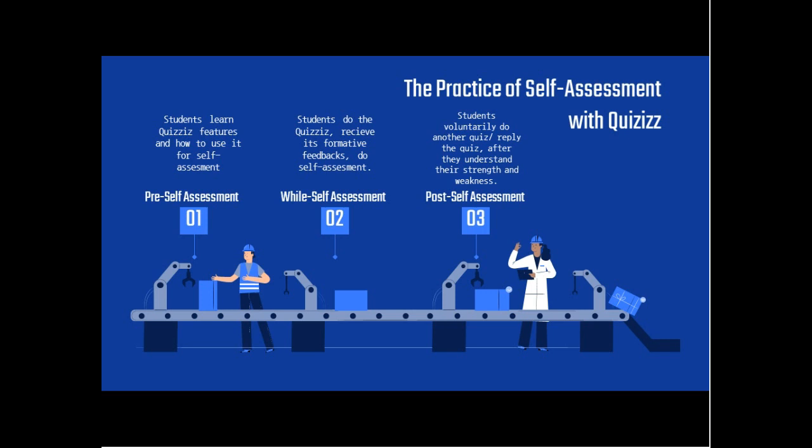Third, post-self-assessment. Students voluntarily do another quiz or replay the quiz after they understand their strengths and weaknesses from doing the self-assessment. So it turned out that after the pre-self-assessment and while self-assessment, students already know how to develop the self-assessment. After they have known their rank, their strengths, and their weaknesses, they voluntarily do another quiz or replay the quiz.